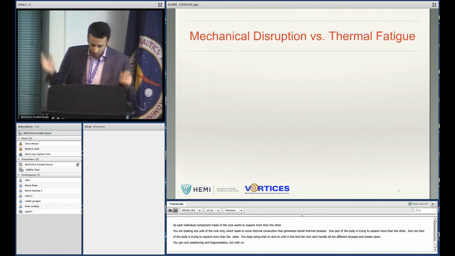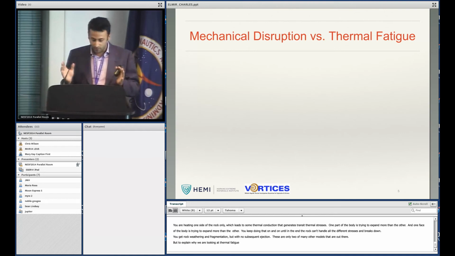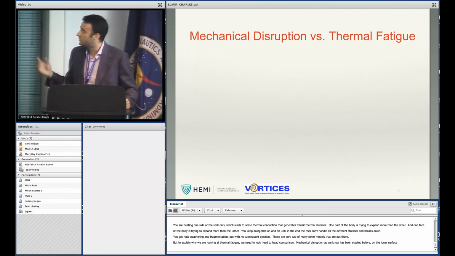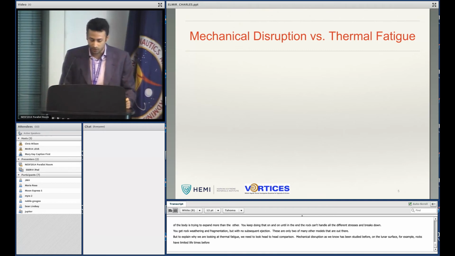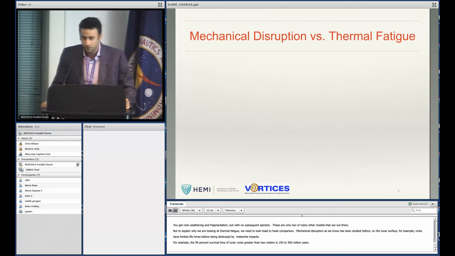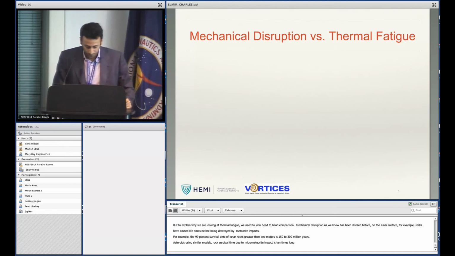Now, these are only two of many other models that are out there, but to explain why we're looking at thermal fatigue, we need to look at a head-to-head comparison. So the mechanical disruption, as we all know, it's been said and studied before, on the lunar surface, for example, rocks have limited lifetimes before being destroyed by micrometeorite impacts. For example, the 99% survival time of lunar rocks that are greater than 2 meters is about 150 to 300 million years. On main-belt asteroids, using similar models, rock survival time due to micrometeorite impact is about 10 times longer than on the moon. On near-Earth asteroids, it's almost the same as on the moon.